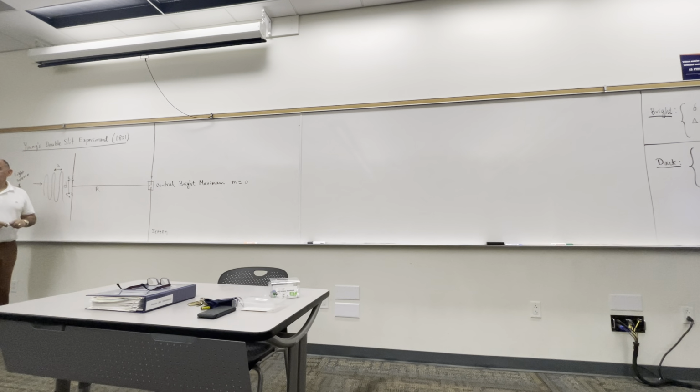If I look over here, for example, which distance is going to be longer? Which path length is going to be longer? The one for the light that went through slit number 2 or slit number 1? Number 2. So R2 minus R1 is not going to be 0.